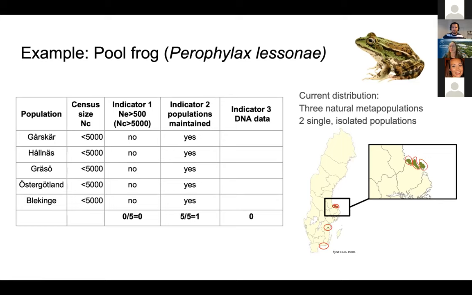There's no information on extinct populations in Sweden, and therefore the value for indicator 2, populations maintained, is 1. And there is some genetic information on pool frogs in Sweden, but there are no temporal DNA studies, and therefore the value for indicator 3 is 0.